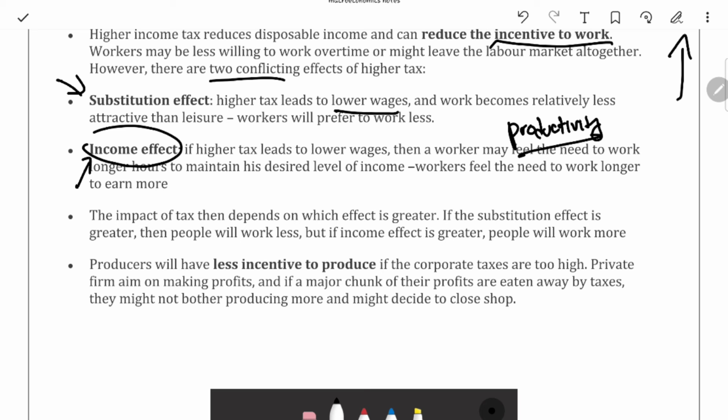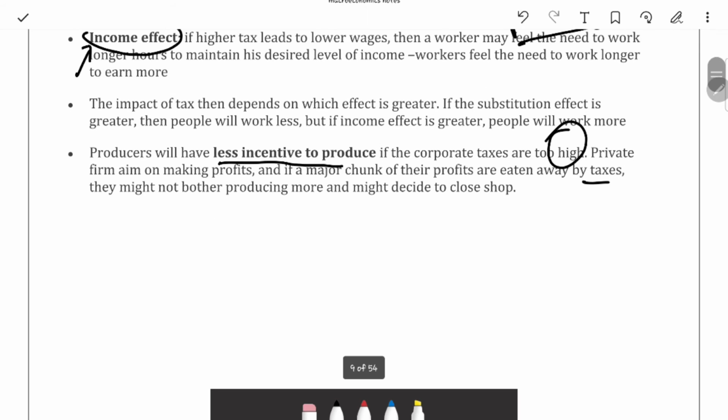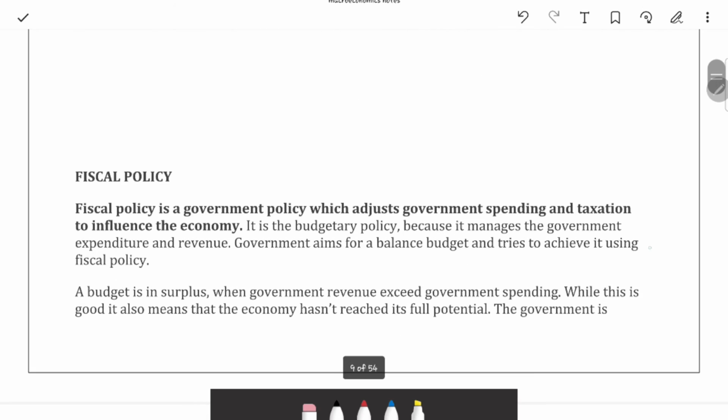The next one is that producers will have less incentive to produce if the corporate taxes are too high, okay? Private firms aim at making profits, and if a major chunk of the profits is eaten by taxes, there's literally no point in starting up a business, because so much of the profit is taken that there's no point, okay? So there will be less incentive to produce, and people will stop making businesses and firms.